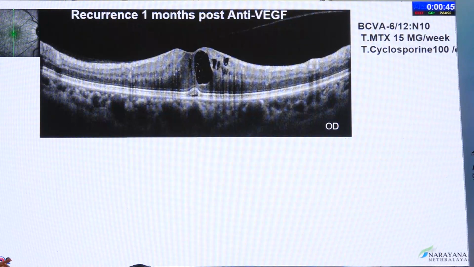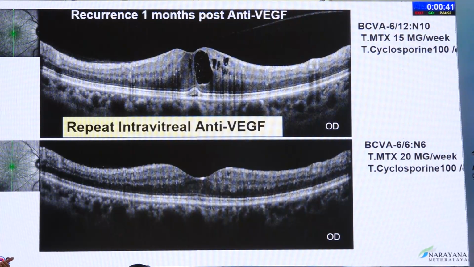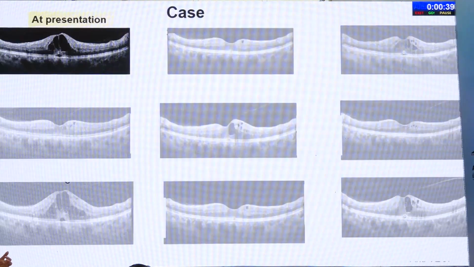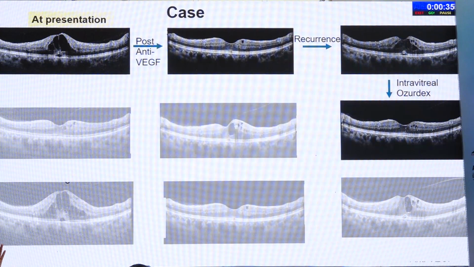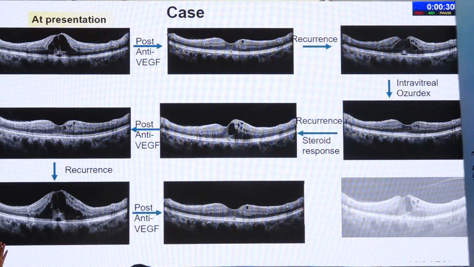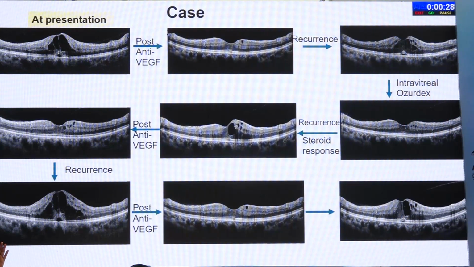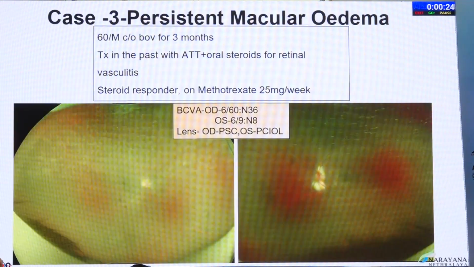Started on systemic cyclosporine, intravitreal anti-VEGF, methotrexate, and cyclosporine. This is the course of action: recurrence, steroid response, anti-VEGF, post anti-VEGF, and now the patient for the last 1 month is doing well with cyclosporine.